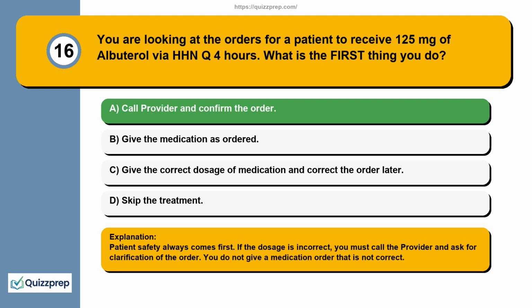Patient safety always comes first. If the dosage is incorrect, you must call the provider and ask for clarification of the order. You do not give a medication order that is not correct.